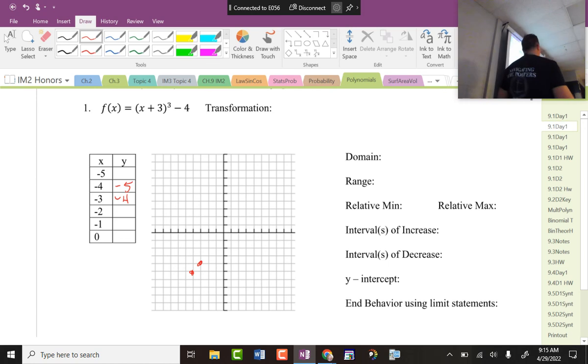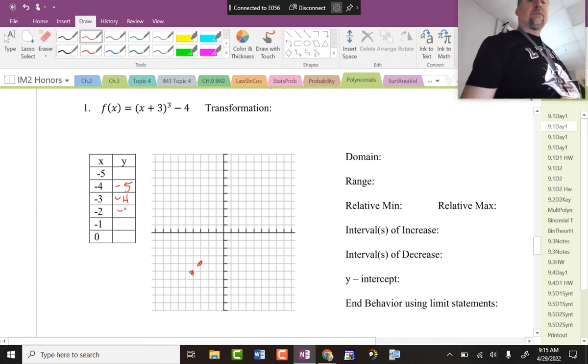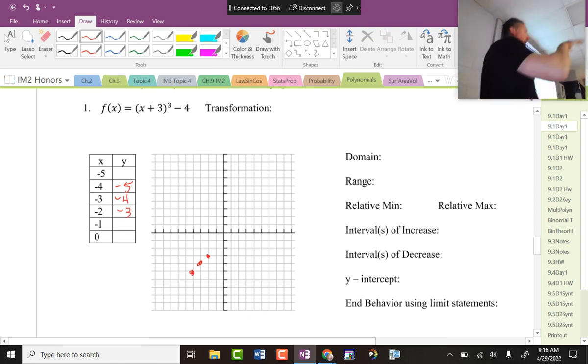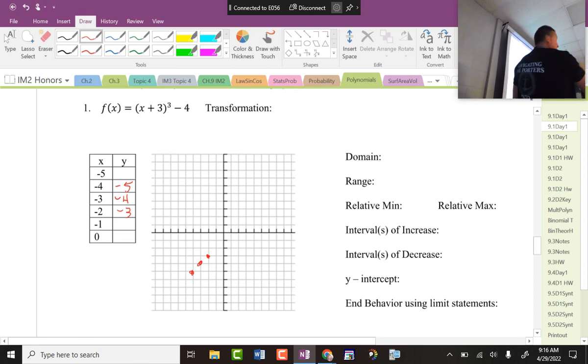-2 plus 3 is 1. 1 cubed is 1. Now 1 minus 4. 1 minus 4 is -3. And now that's where we get that little flattening. This takes off quick, kind of.